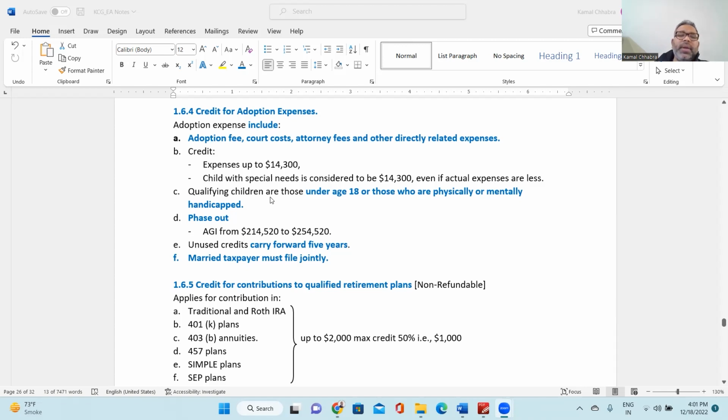Make sense? And married filer must file a joint return. They cannot claim this adoption expense for married filing separately. So if there are couple who are adopting any child, they must have to file joint return to avail the benefit of this tax credit. Otherwise, for separate return, there is no tax credit for adoption fees. Make sense? Yes.